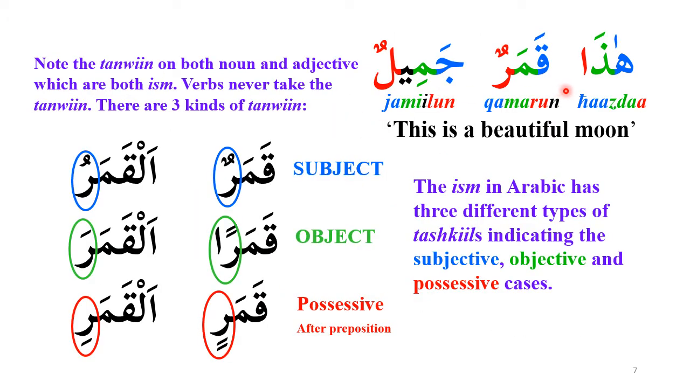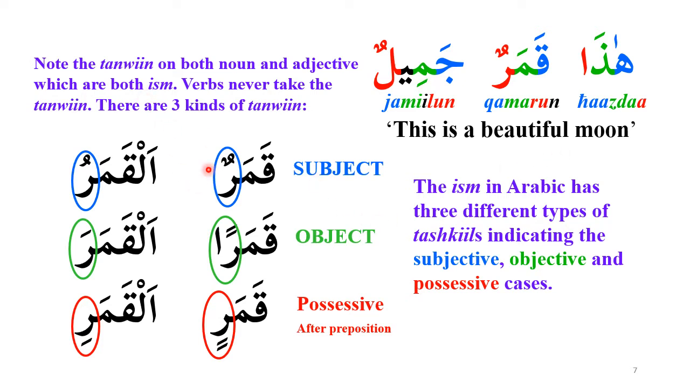And you see, if you write something like Haza Qamarun Jamilun, which means this is a beautiful moon, the article or the tanween has to be on both the noun and the adjective. That is Qamarun and Jamilun. This would mean this a moon, a beautiful, but actually this is a beautiful moon.